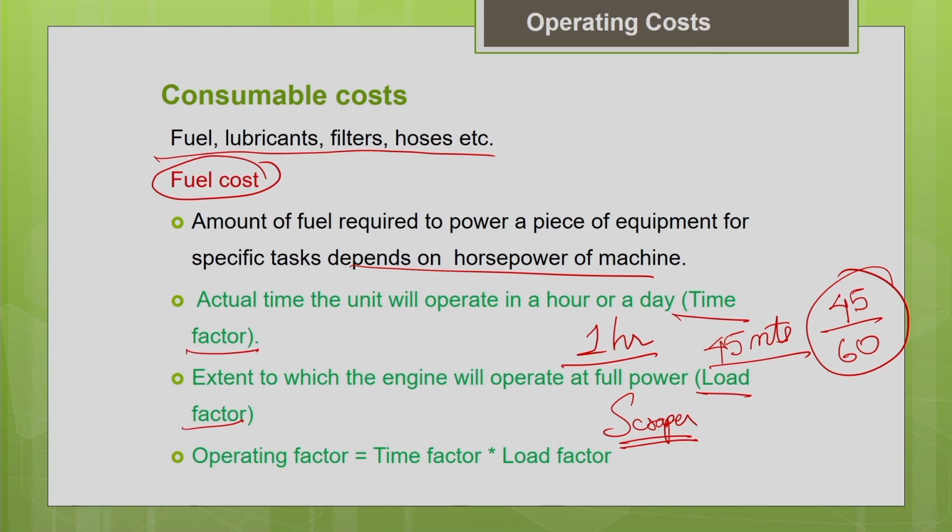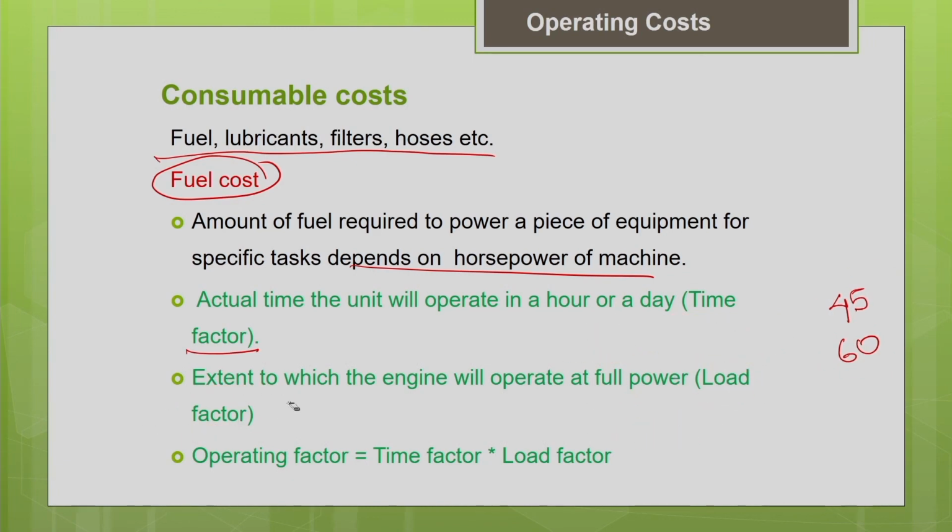For how much part of the production cycle it is operating at full power and how much time it is operating at average power, we need to know, because accordingly your fuel consumption will vary. Similarly, we can consider different types of machines. That is the importance of the load factor, because it is going to influence your fuel consumption. Based upon this time factor and load factor, you can calculate your operating factor. Your operating factor is nothing but your time factor multiplied by your load factor.